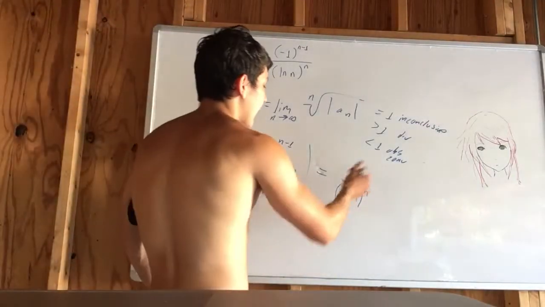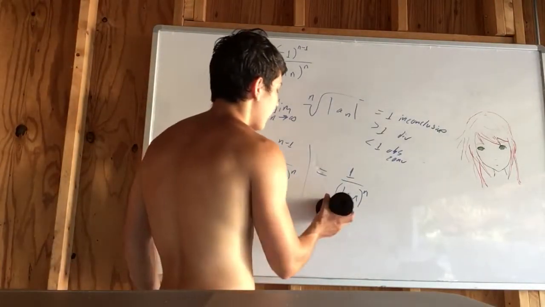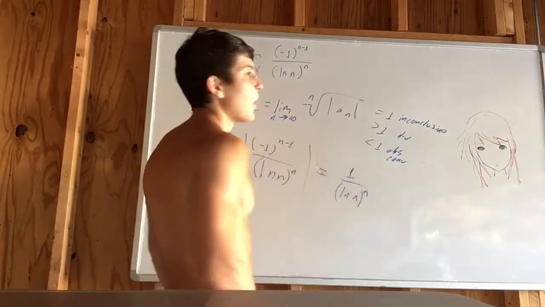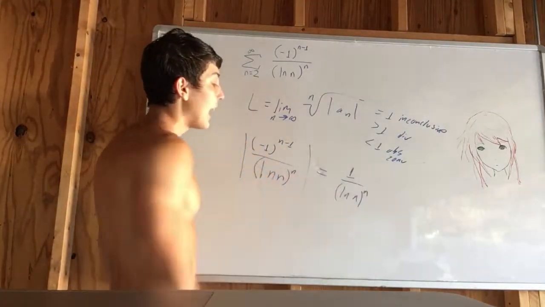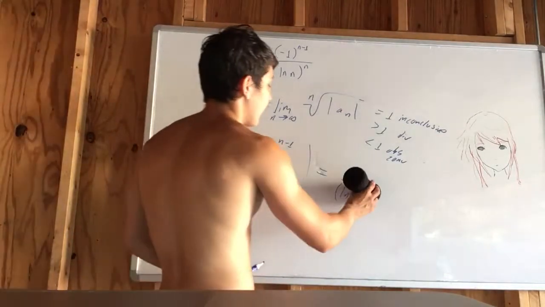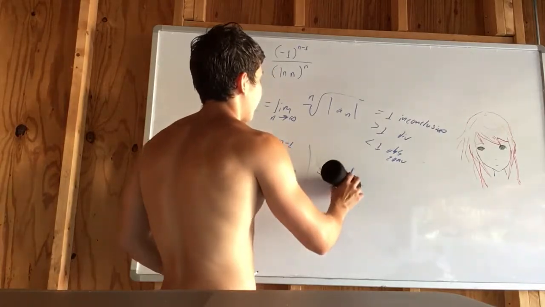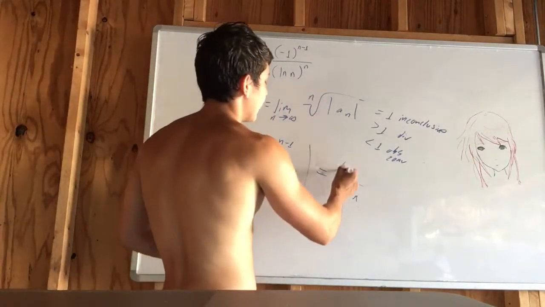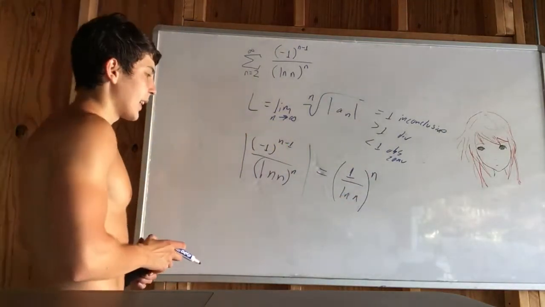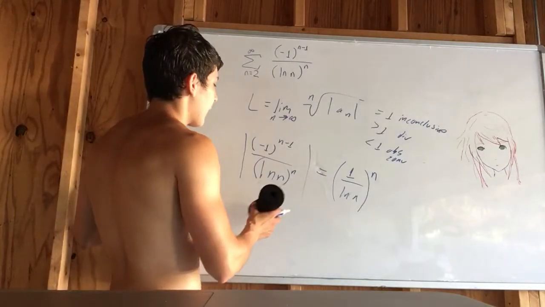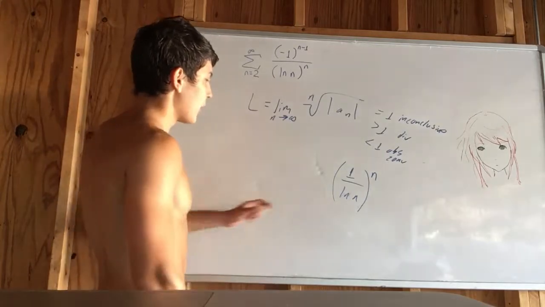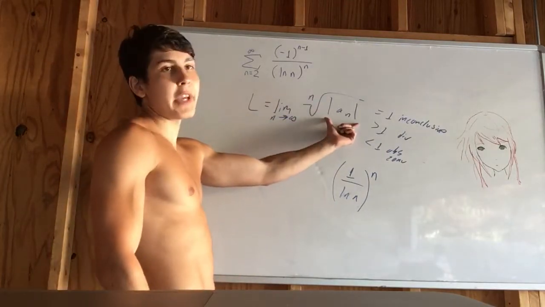But now we can bring out the power. We can bring out the power because, remember, 1 to the power of n, which is 1 to the power of anything, is going to give you 1. So this is this. And we're taking the limit as n approaches infinity of this, and we're taking the nth root by the root test. So what we did was we just found what the absolute value of a sub n is.